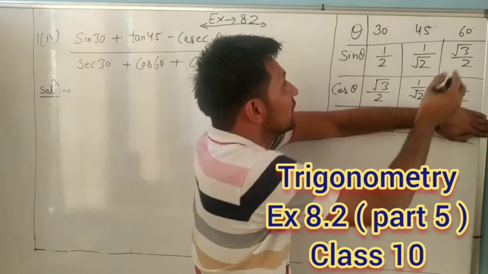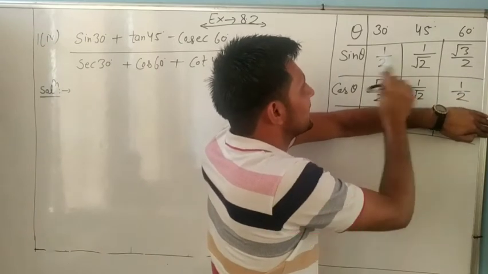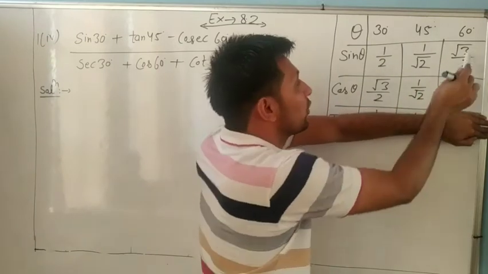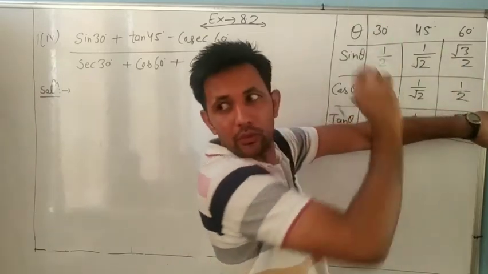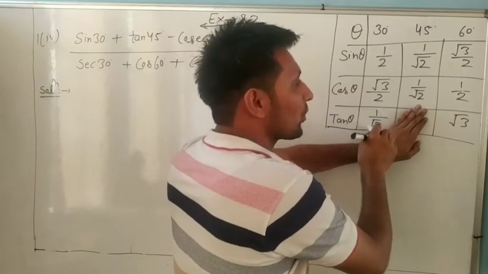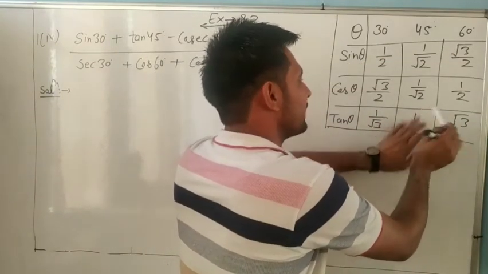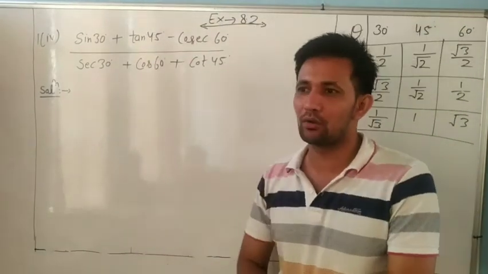Now cos is the opposite. What is the value of sine 60? It is the cos 30, root 3 by 2, 1 upon root 2 and now 1 upon 2. And how to remember tan values? Tan 30 is 1 upon root 3, tan 60 is its opposite, root 3, and tan 45 is 1.